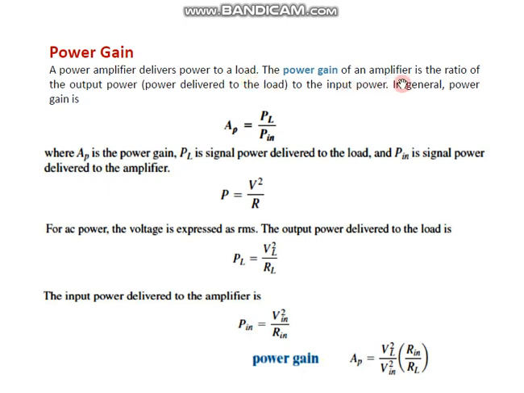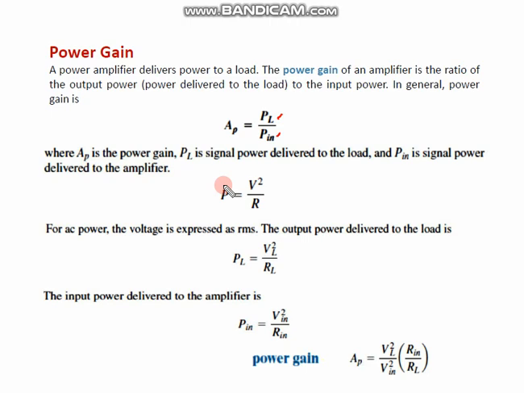The power gain of an amplifier is the ratio of the output power, the power delivered to the load, to the input power, given by this formula. So we can see that it is a ratio of two powers: the power delivered to the load and the input power to the amplifier.